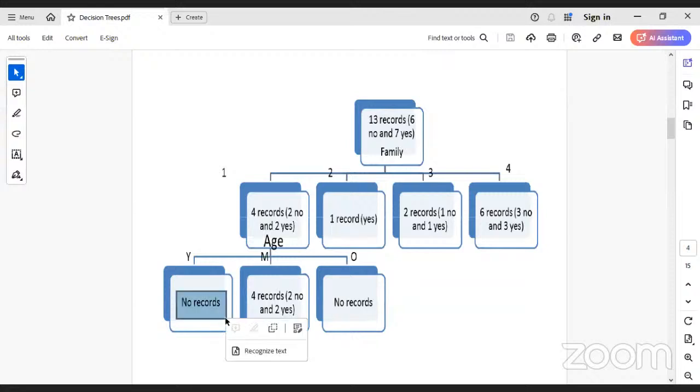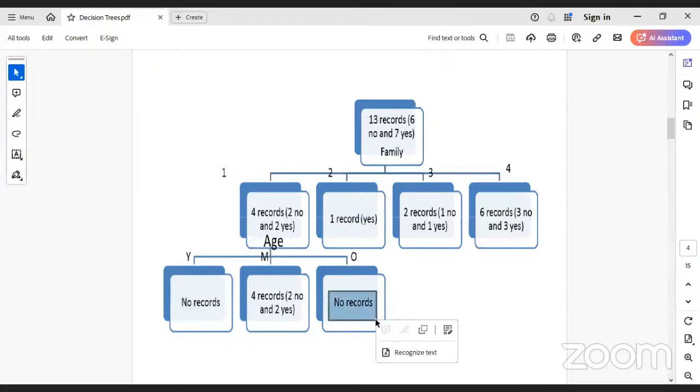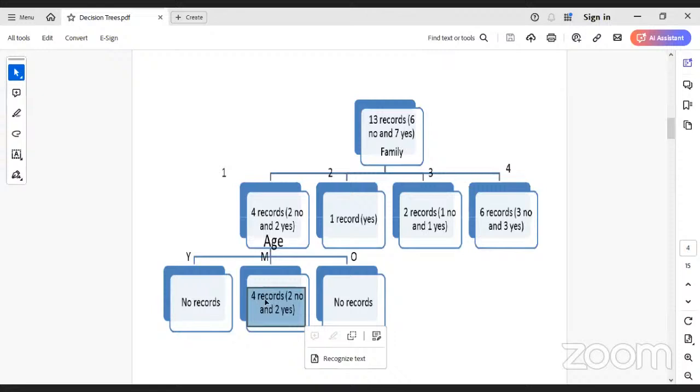That is the reason we have recorded no records. Similarly, when we say family is equal to 1 and age is equal to old, there are no records, so we have jotted down no records. Then coming to the middle category, we have seen that we have 4 records. Again, they are divided into 2 no and 2 yes. So this is not a leaf. Again, we have to proceed further.